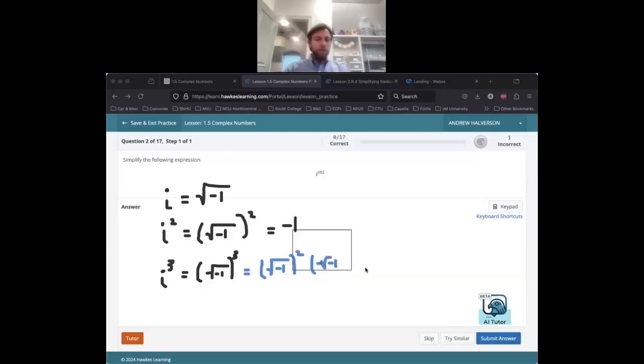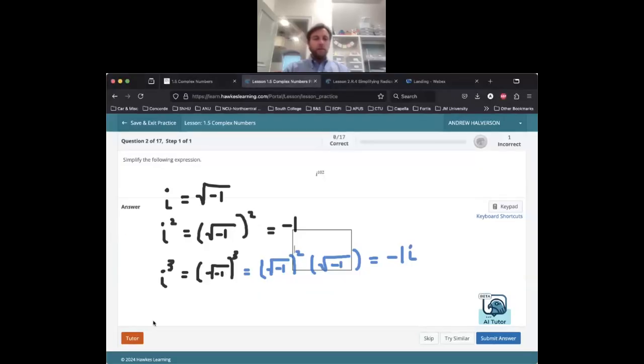Oh, my goodness, my handwriting is terrible. Okay, so that's the square root of -1 squared times the square root of -1. That's 3 of them, 3 copies. So this thing here is -1. This thing here is i, meaning that this becomes -1i. It's all going to come together in a second.